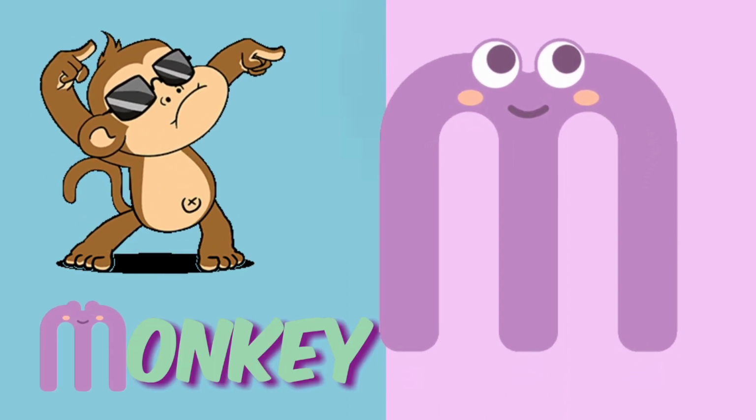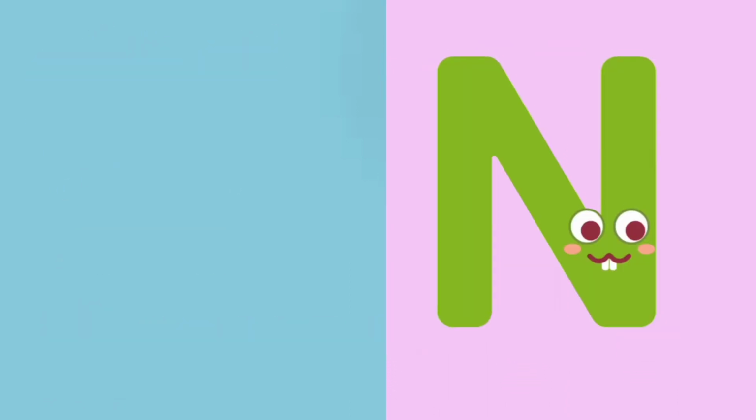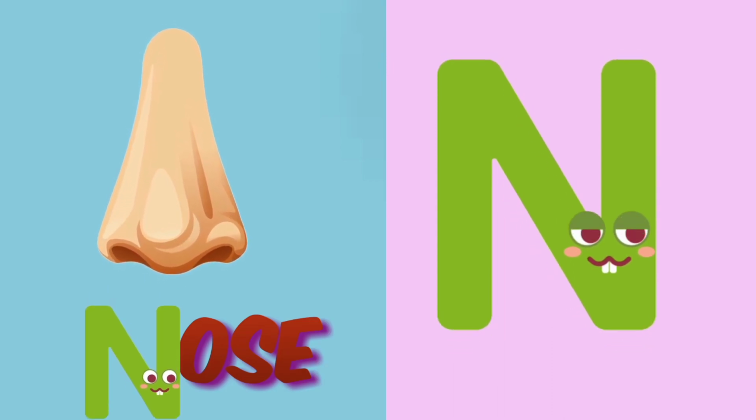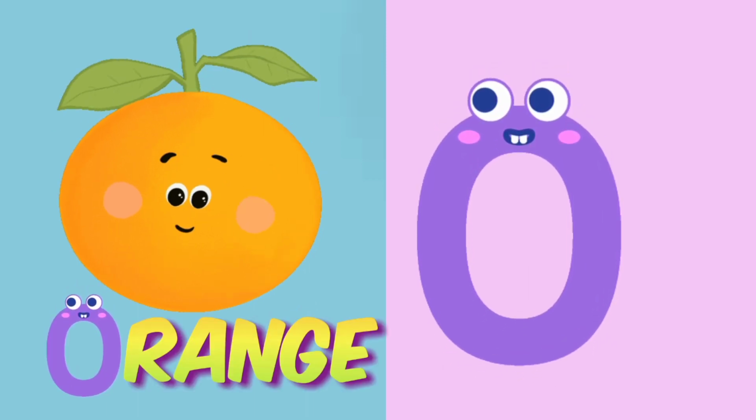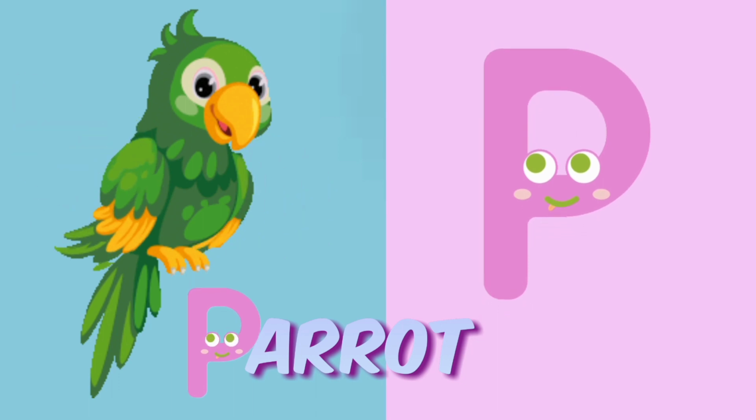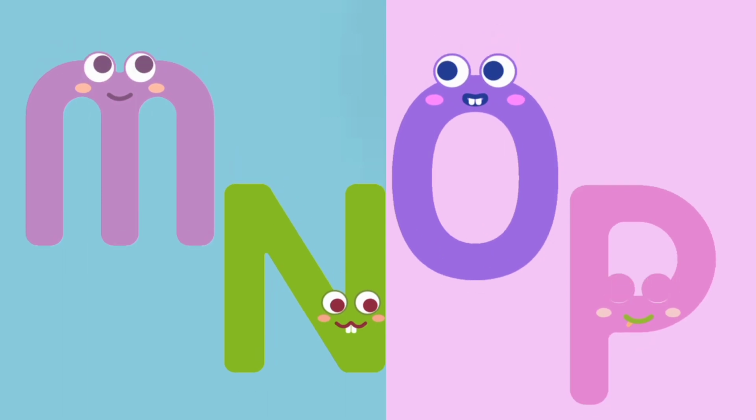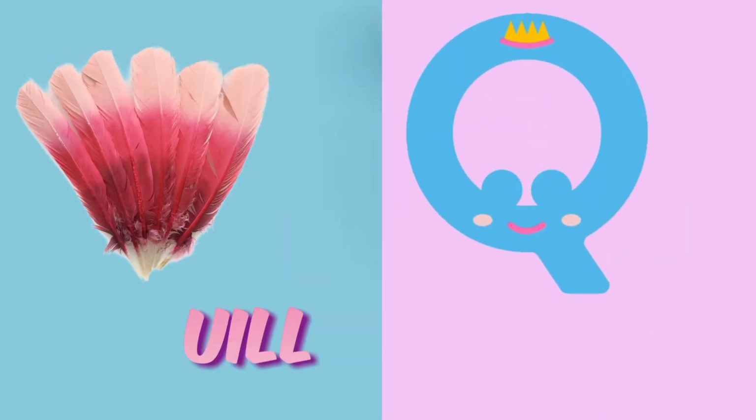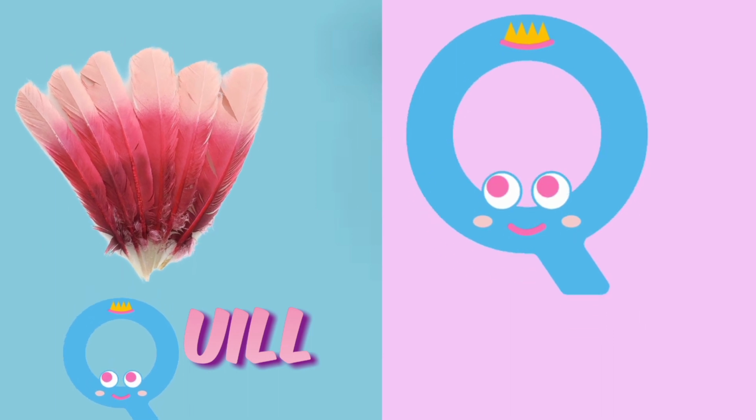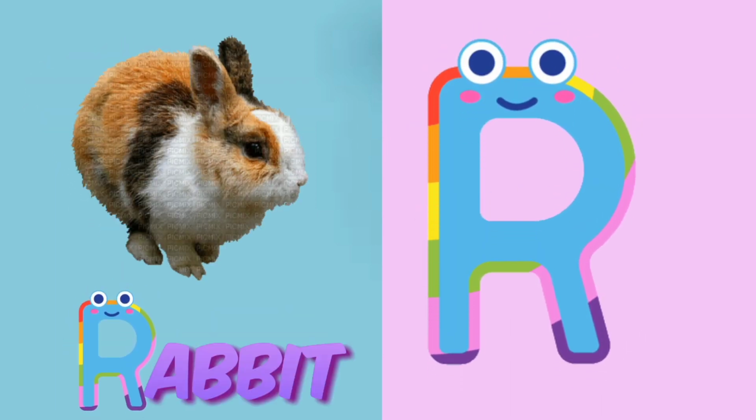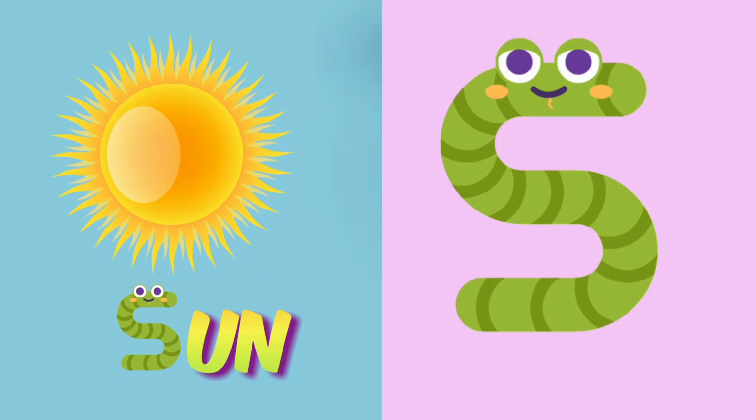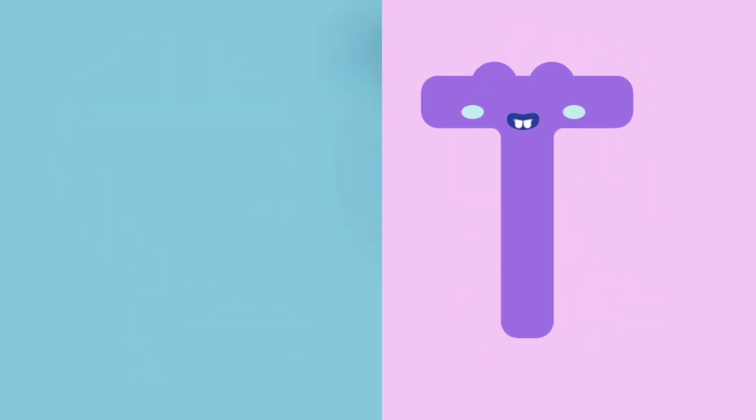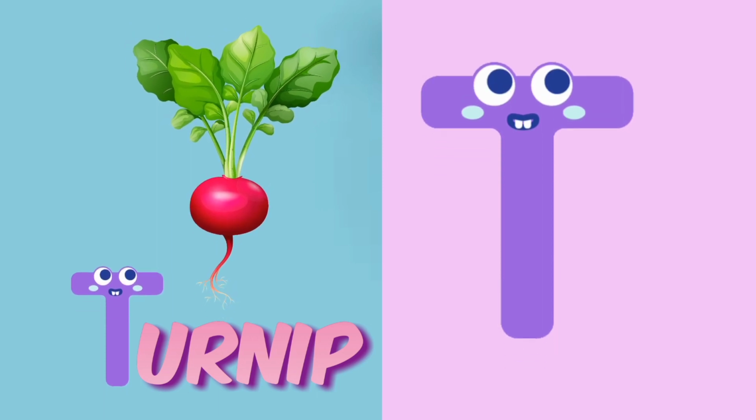M is for monkey, monkey. N is for nose, nose. O is for orange, orange. P is for parrot, parrot. Q is for queen, queen. R is for rabbit, rabbit. S is for sun, sun. T is for tummy, tummy.